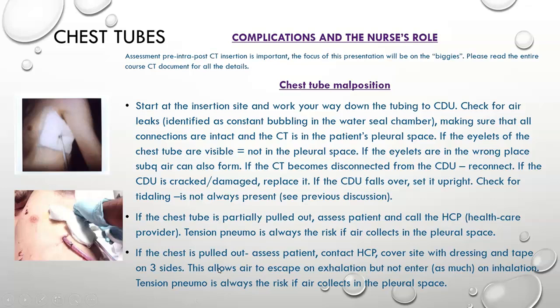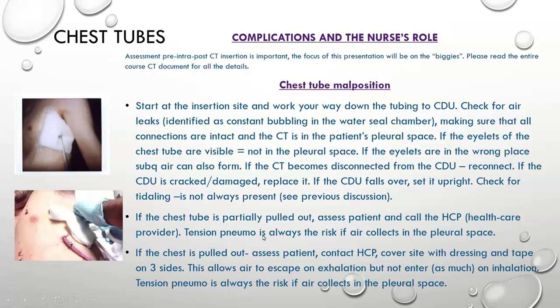If the chest tube is completely pulled out, because, yes, I've seen it before, the nurse hooked her foot on the tubing and just pulled the whole thing out, you've got to assess the patient, call the healthcare provider, and then you may or may not cover the site with dressing and tape on 3 sides. You don't want to ever, ever, ever, if there's a hole in somebody's chest, put tape on all 4 sides because you don't want a tension pneumo to form.